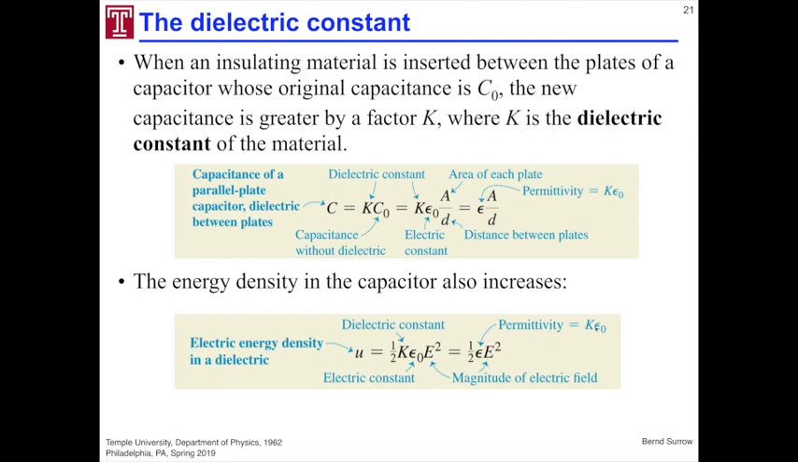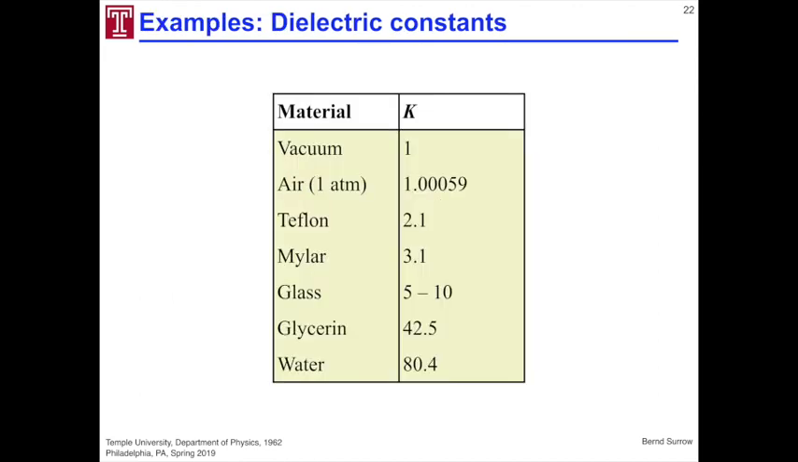So now, what are typical values for this constant K? Well, let's start with vacuum. K is 1. Air is slightly different than 1, 1.00059. And now you have different types of material. Teflon, mylar, glass, glycerin. And you have water here, a liquid dielectric material. Namely, water molecules can beautifully polarize themselves inside of an external electrical field. So this is just to give you some examples for that.